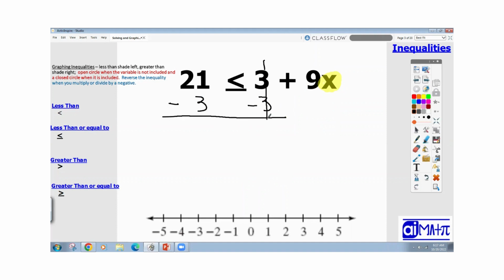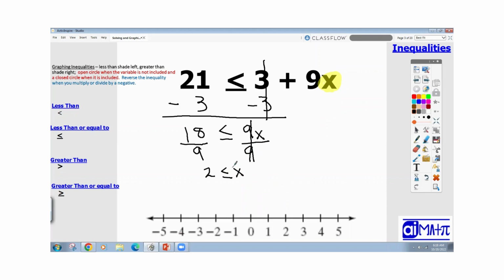3 minus 3 cancels out. 21 minus 3 is 18. I have 18 is less than or equal to 9x. And because the x is being multiplied by 9, I'm going to do the opposite, which is dividing by 9. This cancels out. 18 divided by 9 is 2, is less than or equal to x.